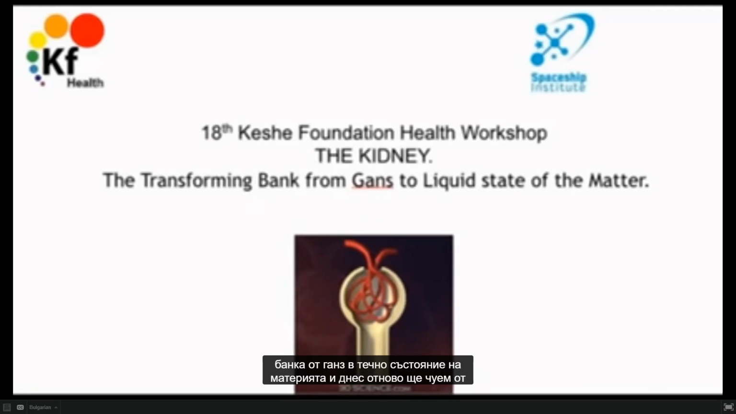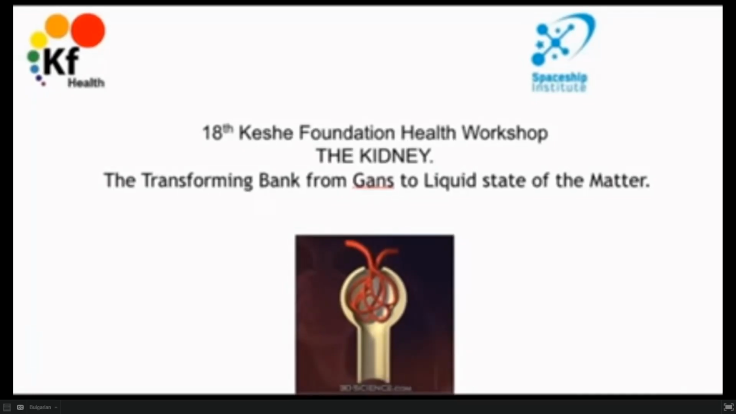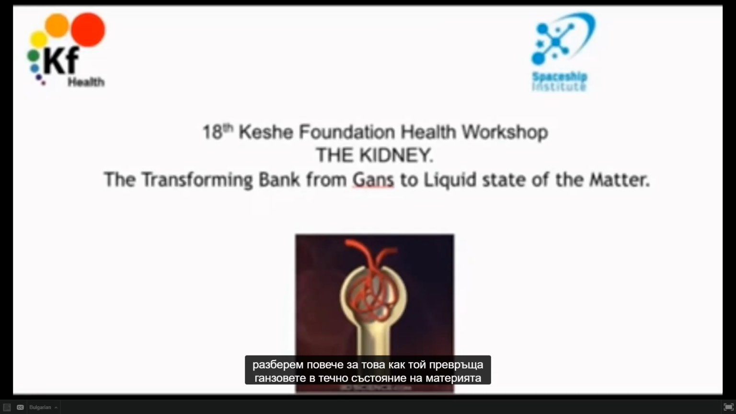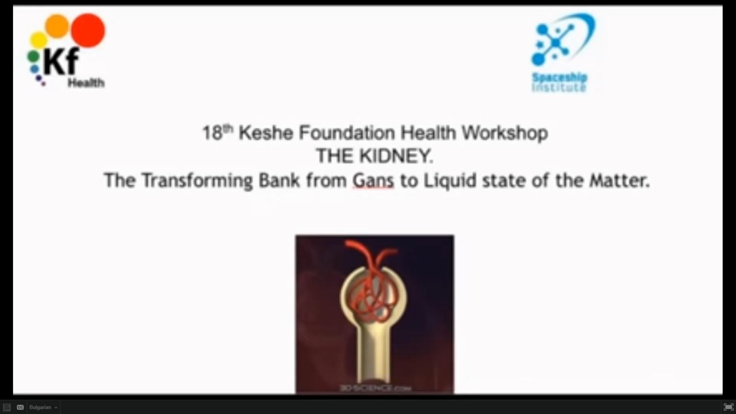Today we'll once again be hearing from Dr. Elia Kostova from the Spaceship Institute. She'll be telling us all about the anatomy of the body and how the kidney works, and we'll find out more about how it transforms GANS into the liquid state of matter. Then we'll hear from Mr. Keshe as well, who will give us more information regarding his perspective on the science of the matter.